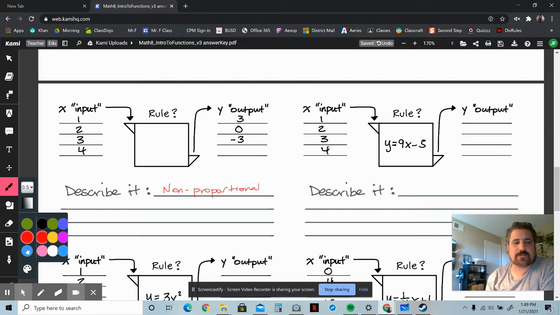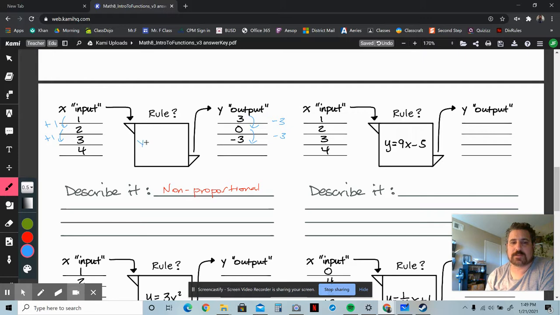And then we check to see if it's linear. So what would we add to 3 to get 0? We would add a negative 3. What would we add to 0 to get negative 3? We add a negative 3. So as the x increases by 1, it looks like the y is decreasing by 3. As the x is increasing by 1, once again, it looks like the y is decreasing by 3. That seems to be a constant slope of negative 3 over 1, or negative 3.